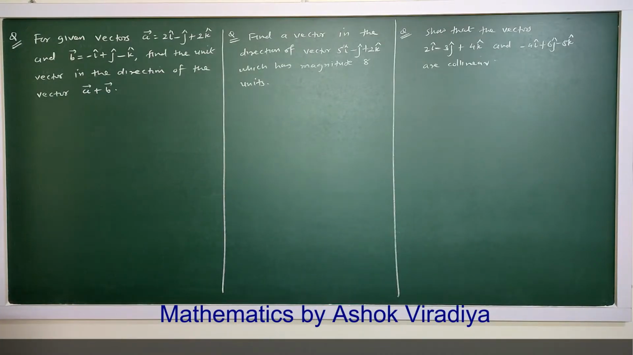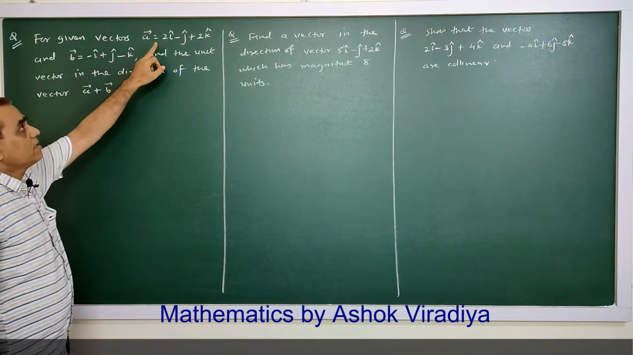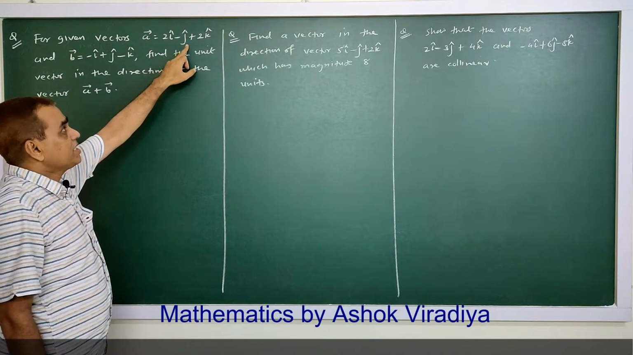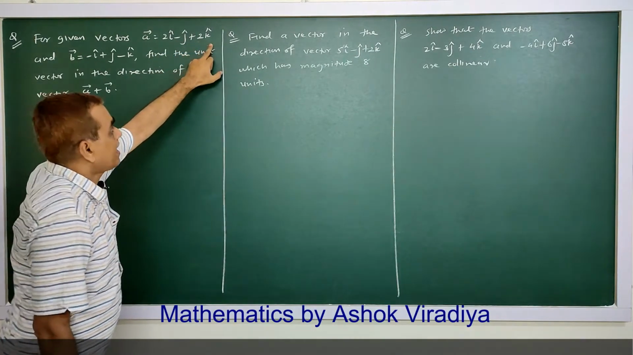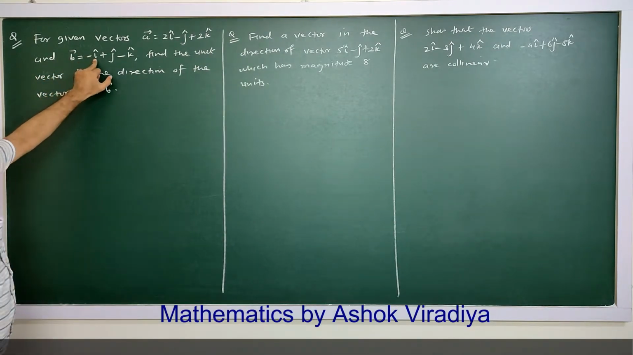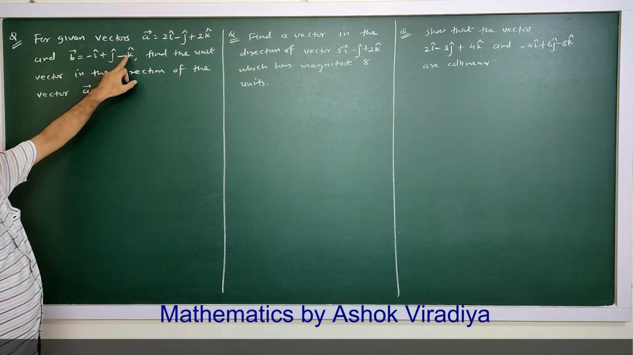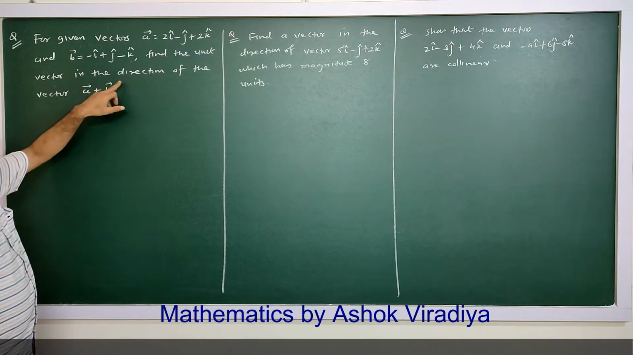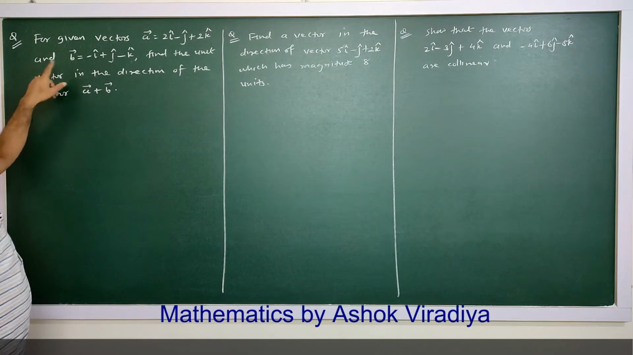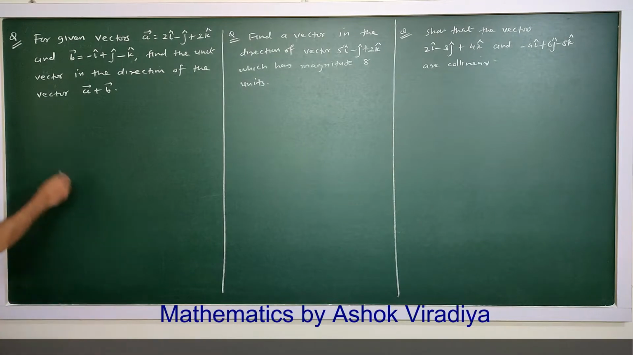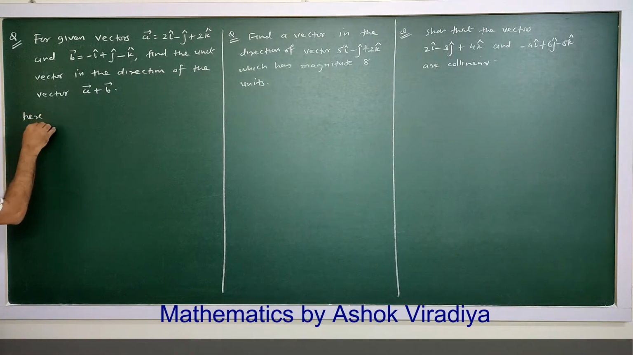Next question, for given vectors, vector A is 2i cap minus j cap plus 2k cap, and vector B is minus i cap plus j cap minus k cap. Find the unit vector in the direction of vector A plus vector B. First of all we find vector A plus vector B.